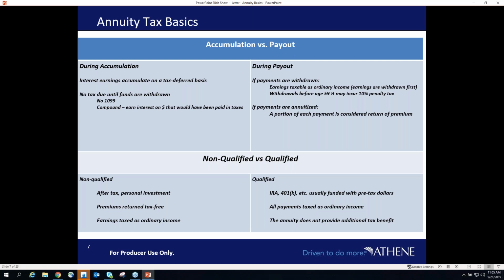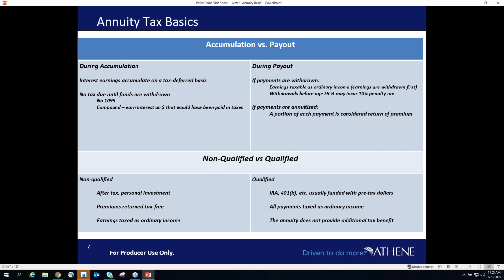So that money that you would have paid in taxes in something that's not tax deferred, you're actually earning interest on that as well. During the payout phase, if payments are withdrawn, earnings are taxable as ordinary income. Earnings are always withdrawn first. Withdrawals before age 59 and a half may incur a 10% IRS tax penalty as well. That's because the IRS lets you defer paying taxes on those deferred earnings inside an annuity.